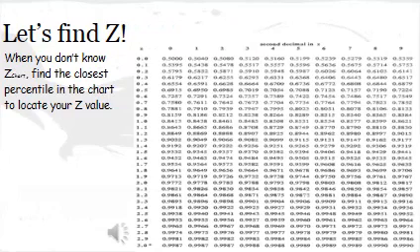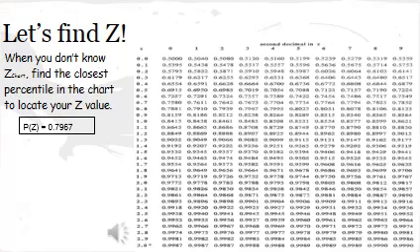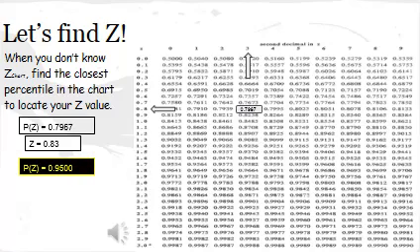When you don't know the z-chart value, find the closest percentile in the chart to locate your z value. In the first example, the probability of z being equal to 0.7967 is inside the chart, so you move your finger to the left to find 0.8 and go straight above to find the hundredths place, so you will have z being equal to 0.83. The second example has a probability of z being 95% or 0.95.